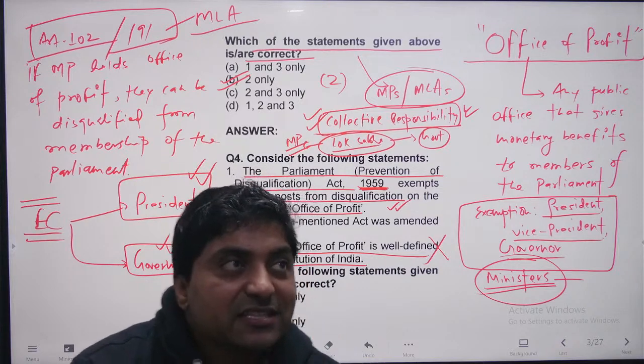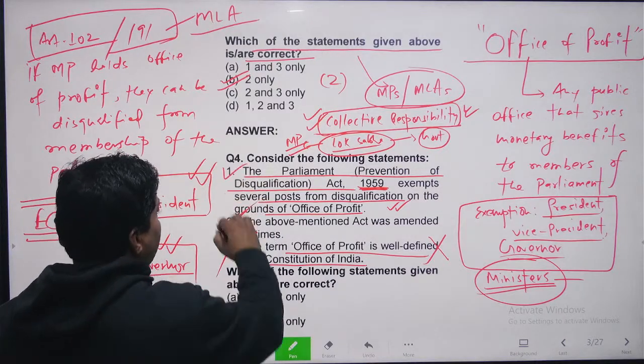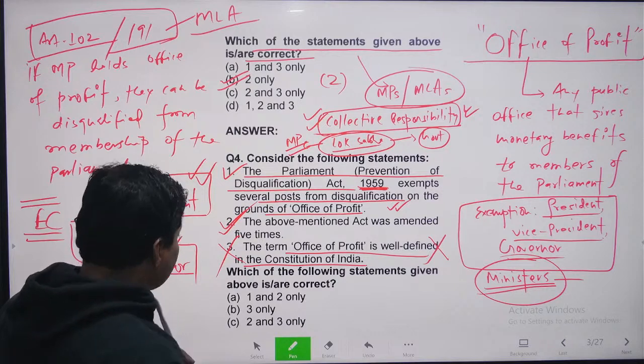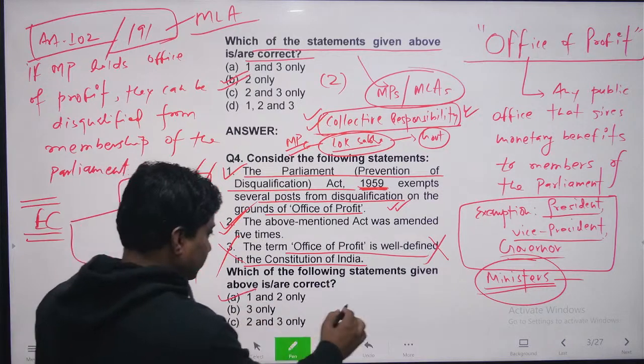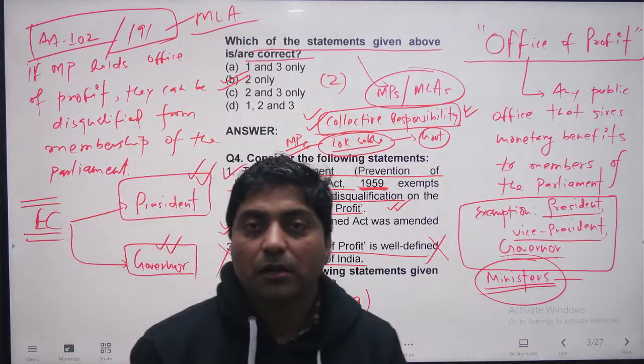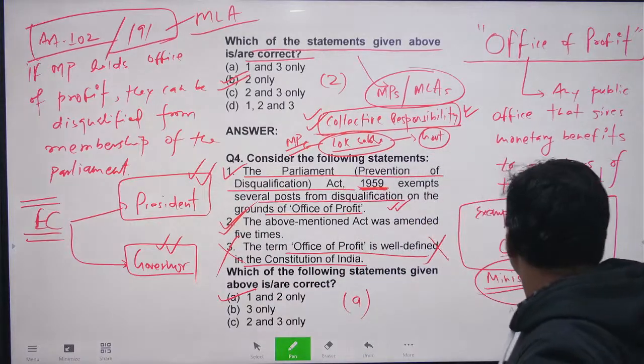Right? So we can see here that 1 and 2 are correct and 3rd is not correct. So here we have to find 1 and 2. And you can see option A consists of 1 and 2. Let me move to the next question.